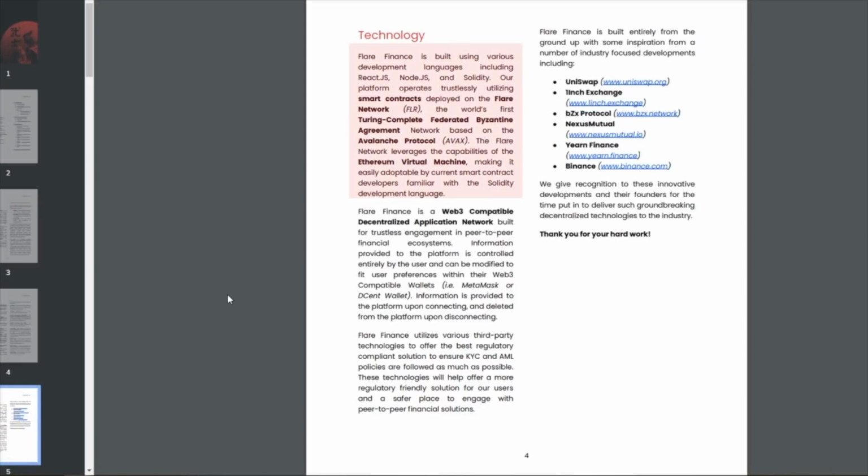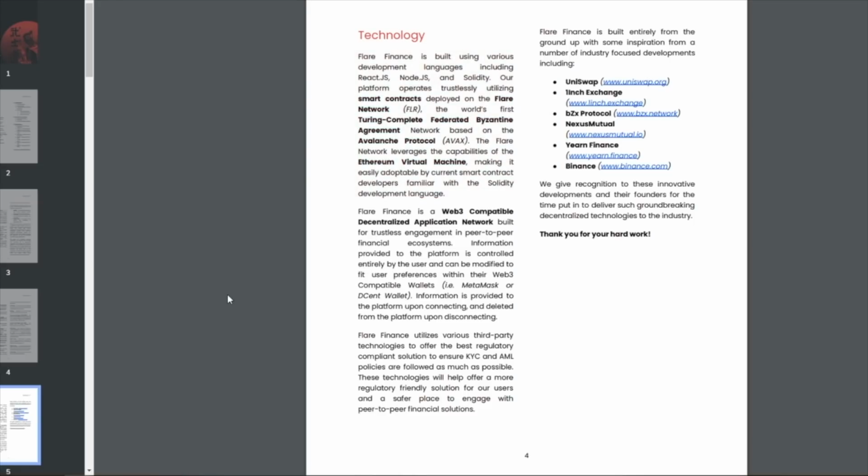Flair Finance is built using various development languages, including React.js, Node.js, and Solidity. Our platform operates trustlessly, utilizing smart contracts deployed on the Flair network, the world's first Turing-complete federated Byzantine agreement network based on the Avalanche protocol. The Flair network leverages the capabilities of the Ethereum virtual machine, making it easily adoptable by current smart contract developers familiar with the Solidity development language.